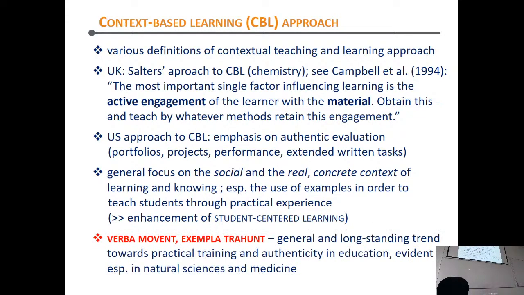Fine. To get back to the title of our presentation, where we use the famous Latin proverb, Verba movent, exempla trahunt, which means words move people, but examples actually compel them. This was meant to illustrate what seems to be a general and quite long-standing trend towards practical training and authenticity in education, which is, in my view, evident, especially in natural sciences and medicine, of course.